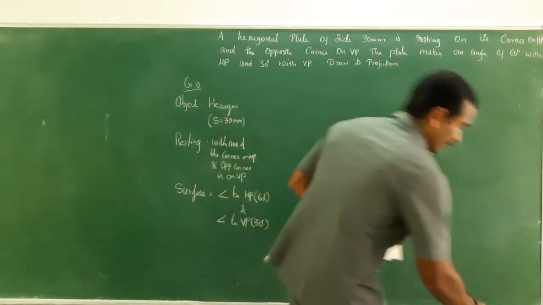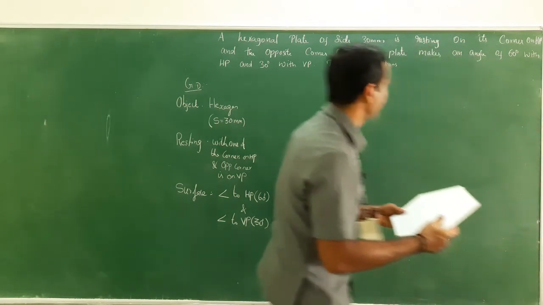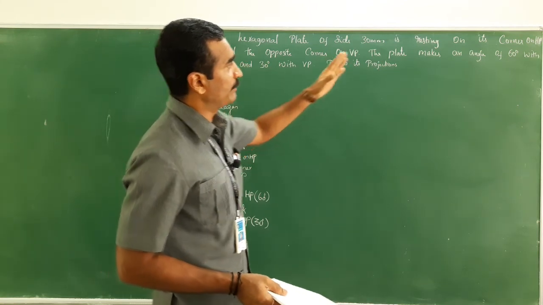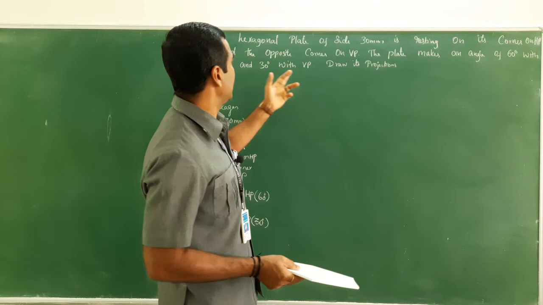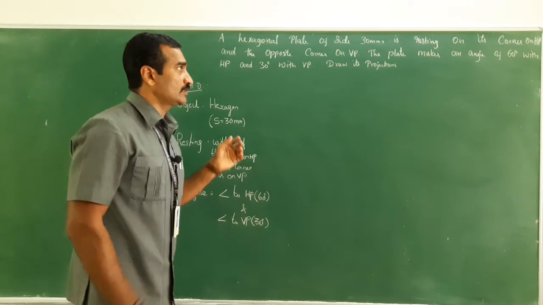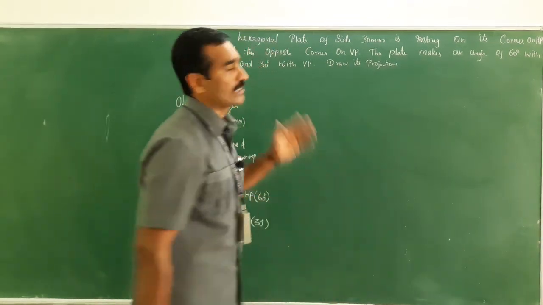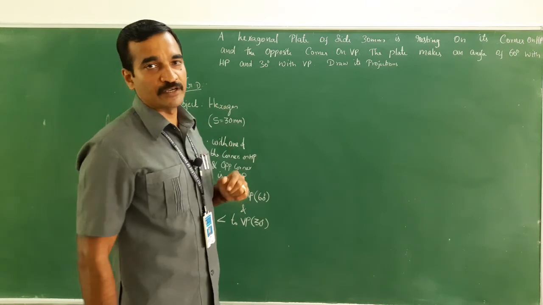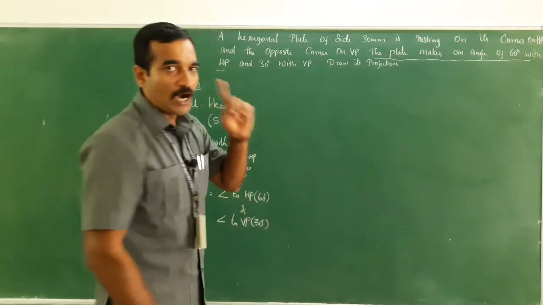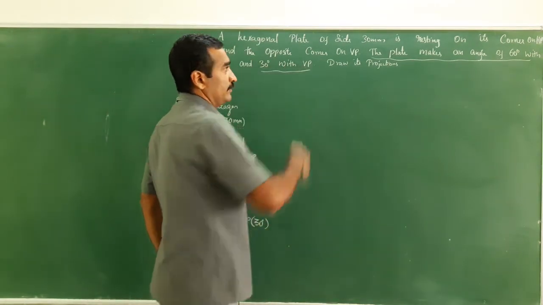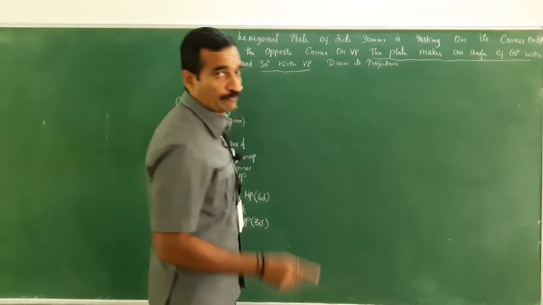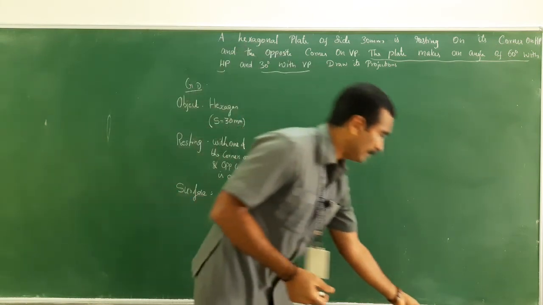Just observe carefully how it is resting. It's resting on one of its corners on HP and the opposite corner on VP. The plate makes an angle of 60 degree with HP and 30 degree with VP. So in this scenario, you can start by considering any one of the surface inclinations. Either you can choose 60 degree with HP or 30 degree with VP.